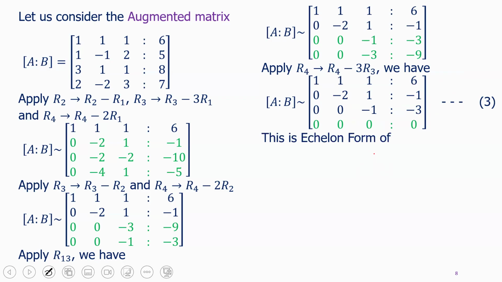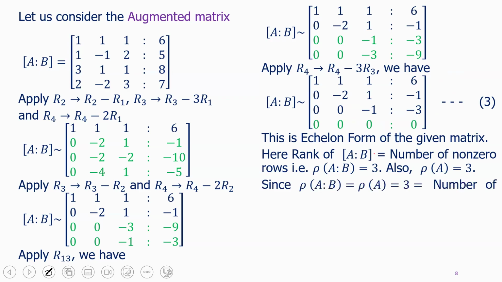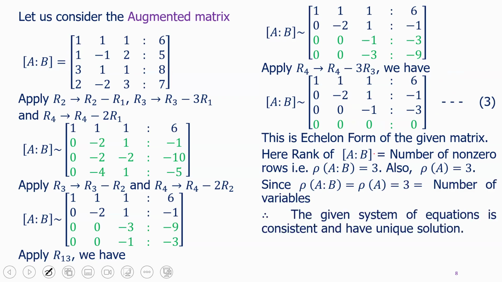So this is called the echelon form of the given matrix. Here, the rank of the augmented matrix is equal to the number of non-zero rows. That is, the rank of the augmented matrix is 3, and the rank of A, the coefficient matrix, is also 3. Since the rank of the augmented matrix is equal to the rank of the coefficient matrix, which is equal to 3, which is equal to the number of variables, therefore the given system of equations is consistent and has a unique solution.